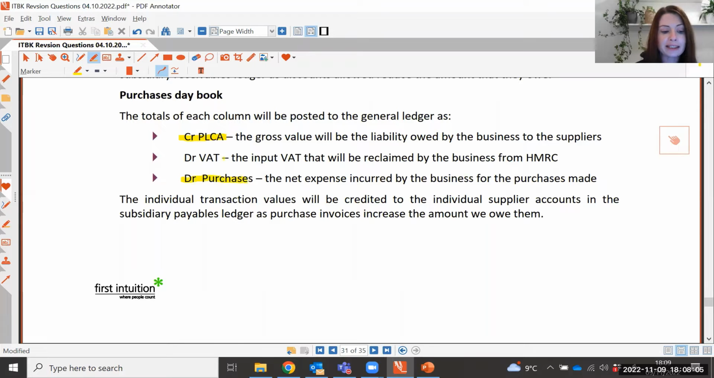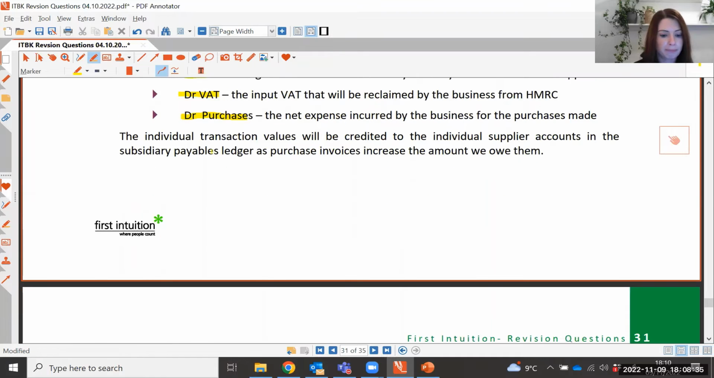We would also need to debit the net amount to the purchases account. Purchases is an expense account, so we need to increase that expense. We would debit the VAT account because any VAT on purchases, input VAT, we're able to reclaim from HMRC. Therefore, it's going to reduce our VAT liability. Again, we would also need to enter this into the individual supplier's account within the payables ledger, within the subsidiary ledger.